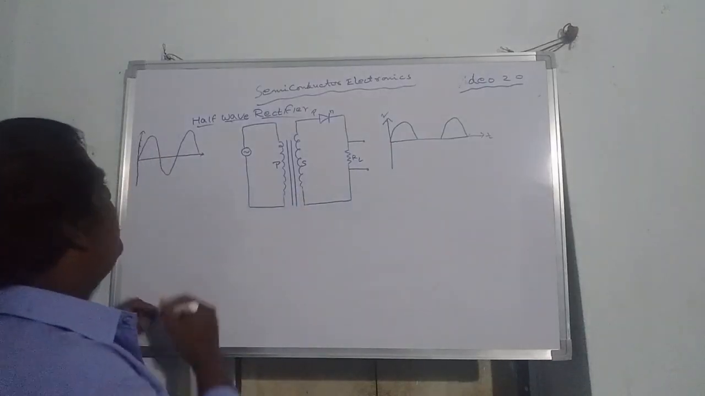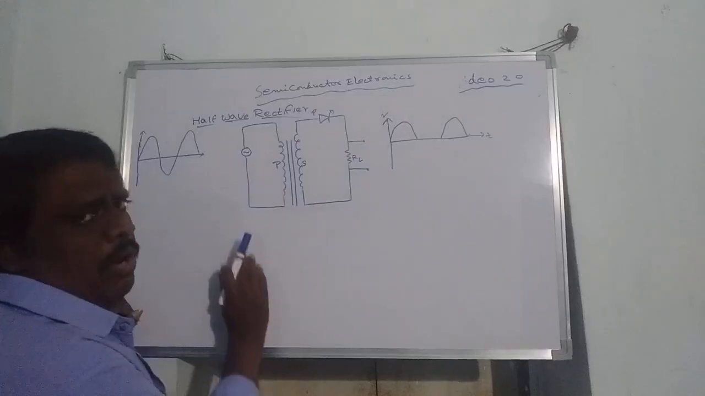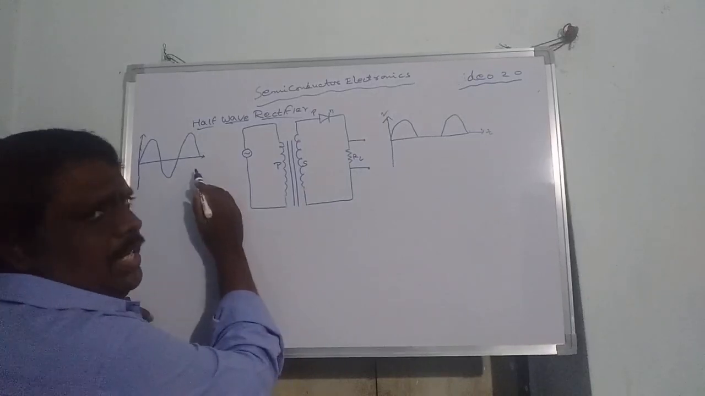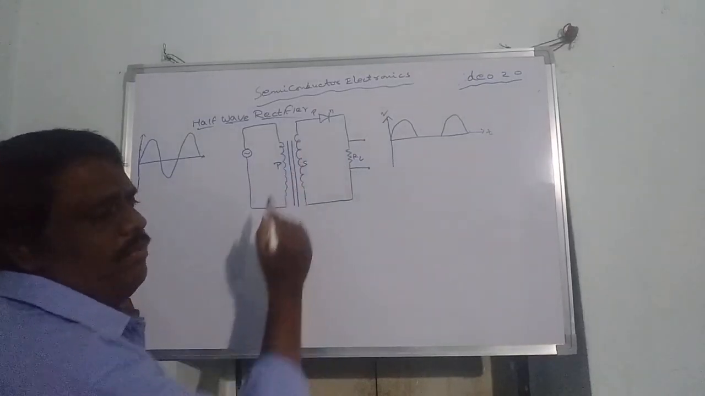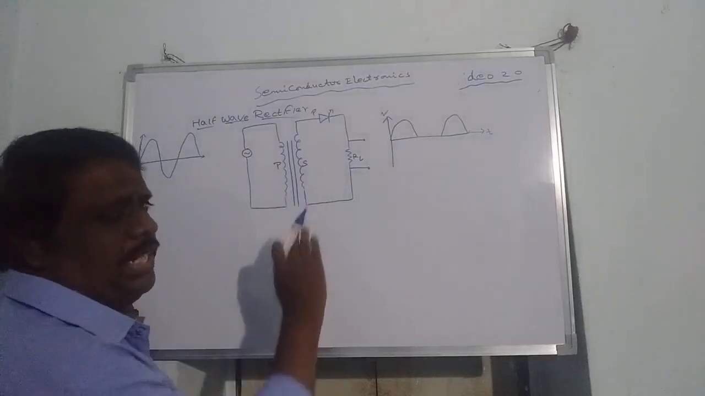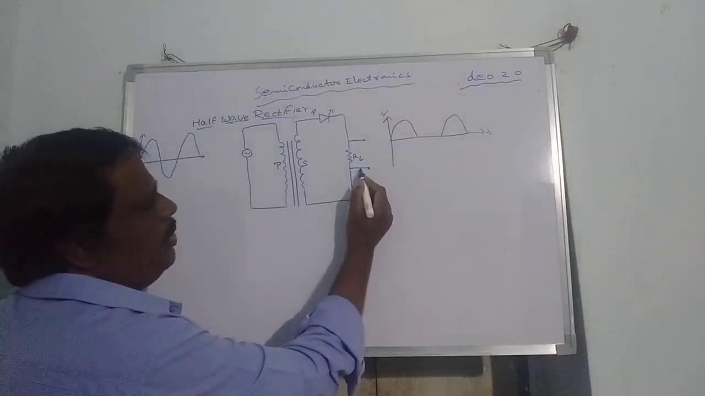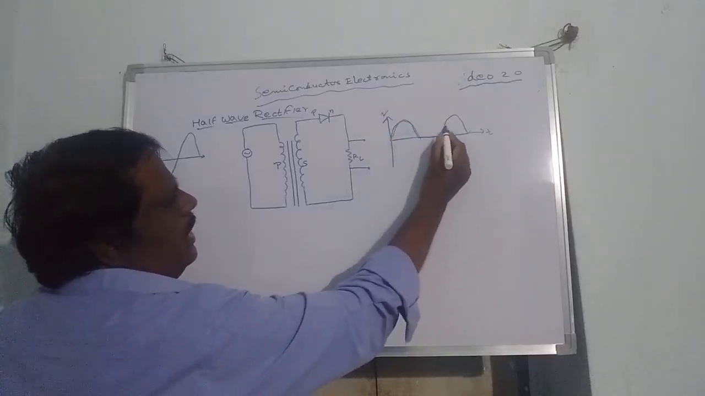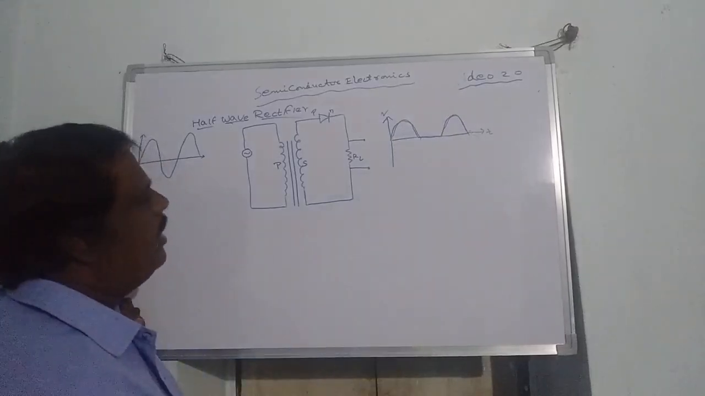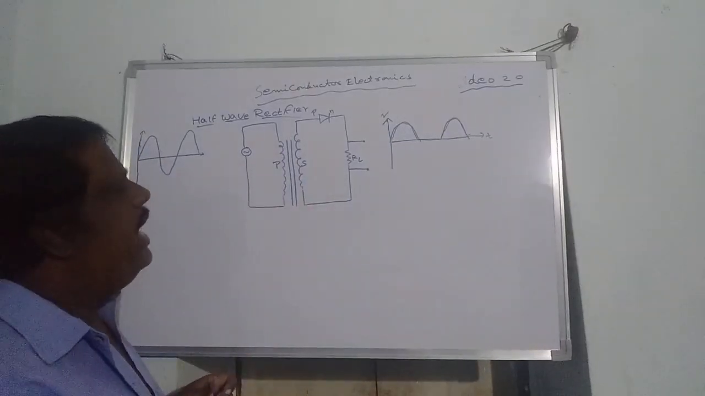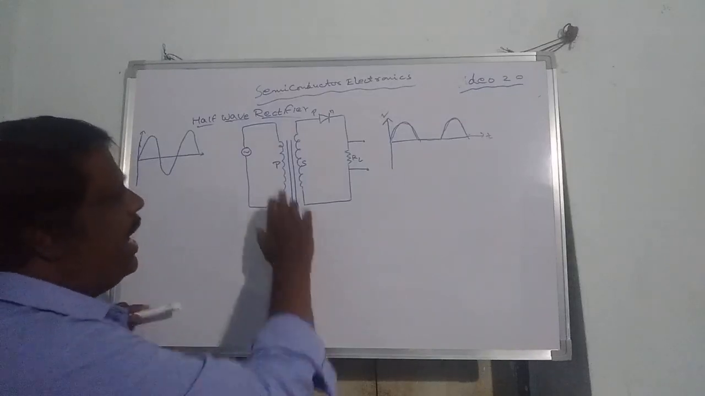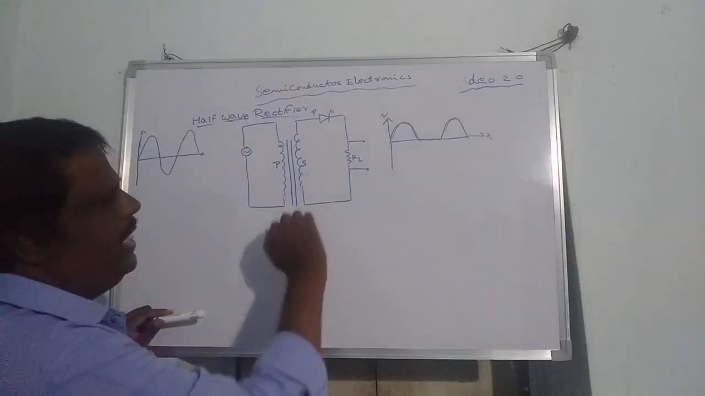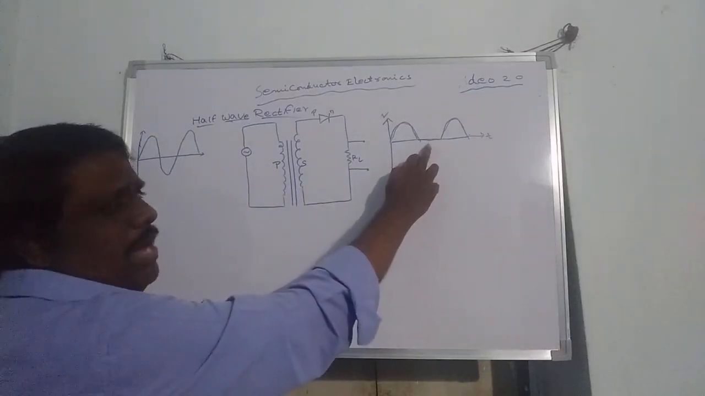Suppose we feed an AC input signal to this primary coil. During the positive half cycle, the diode will be in forward bias. So current flows through this diode and we collect the output through the load resistance. This is during the positive half cycle, so the output is discontinuous and pulsating. During the negative half cycle, the diode will be in reverse bias. No current flows through this diode and we cannot receive any signal through the load resistance. So negative half cycles will be absent.